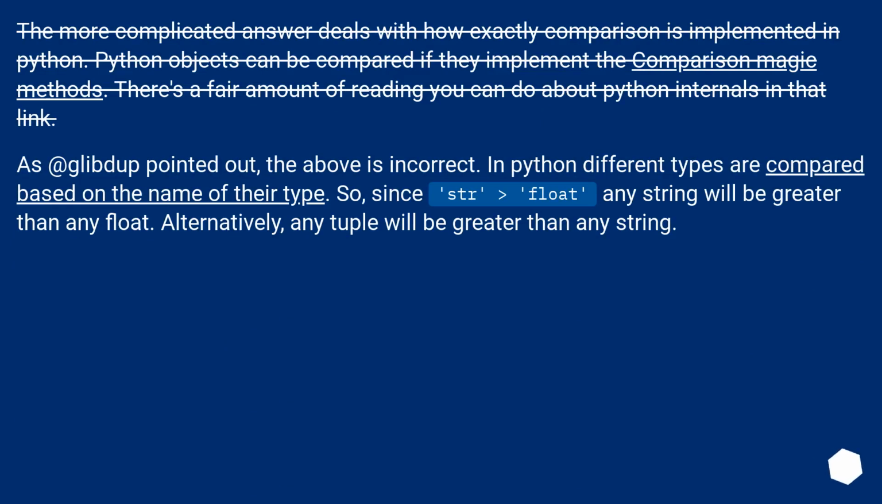As @glib pointed out, the above is incorrect. In Python, different types are compared based on the name of their type. So, since str is greater than float, any string will be greater than any float. Alternatively, any tuple will be greater than any string.